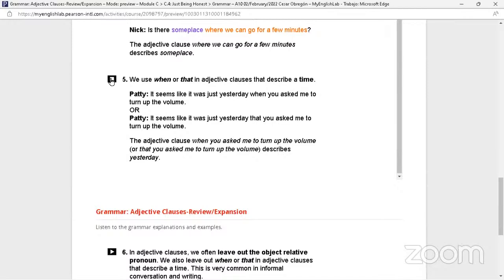We use when or that in adjective clauses that describe a time. It seems like it was just yesterday when you asked me to turn up the volume. Or it seems like it was just yesterday that you asked me to turn up the volume. The adjective clause when you asked me to turn up the volume, or that you asked me to turn up the volume, describes yesterday.